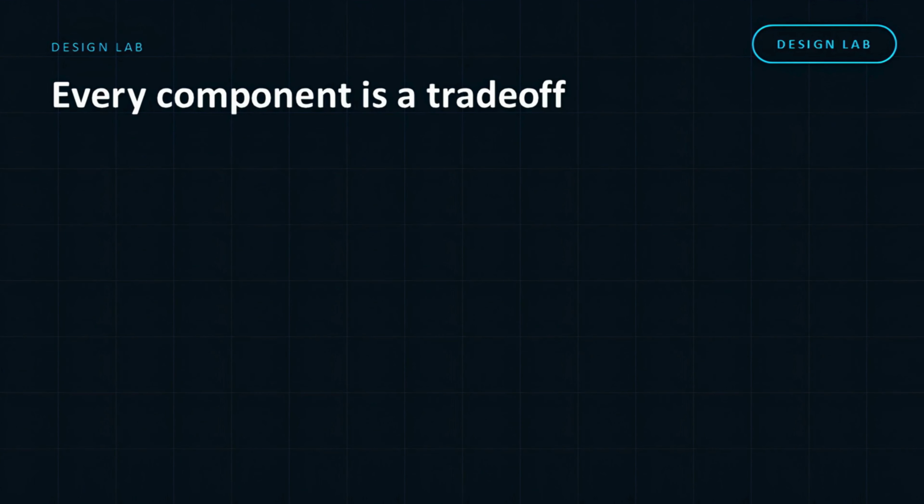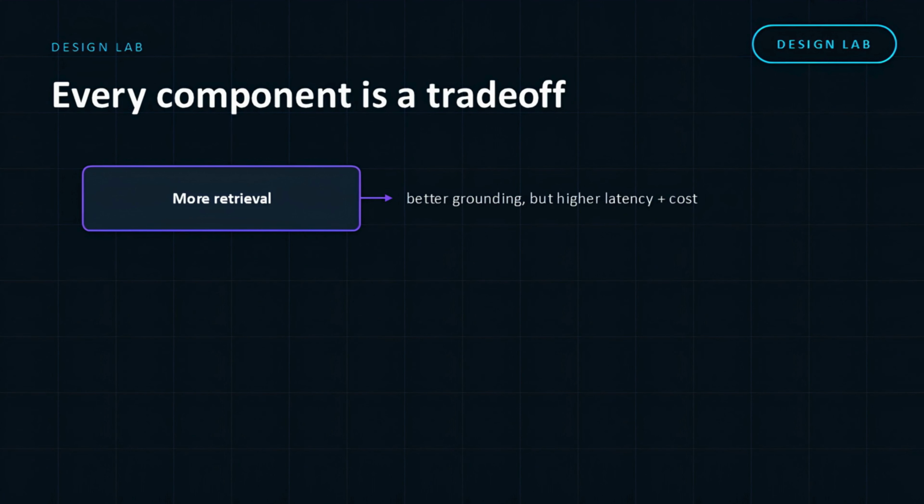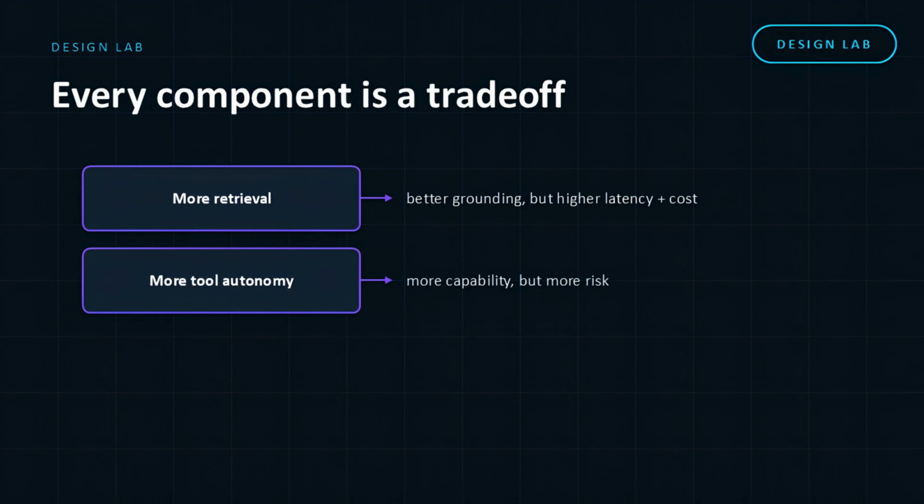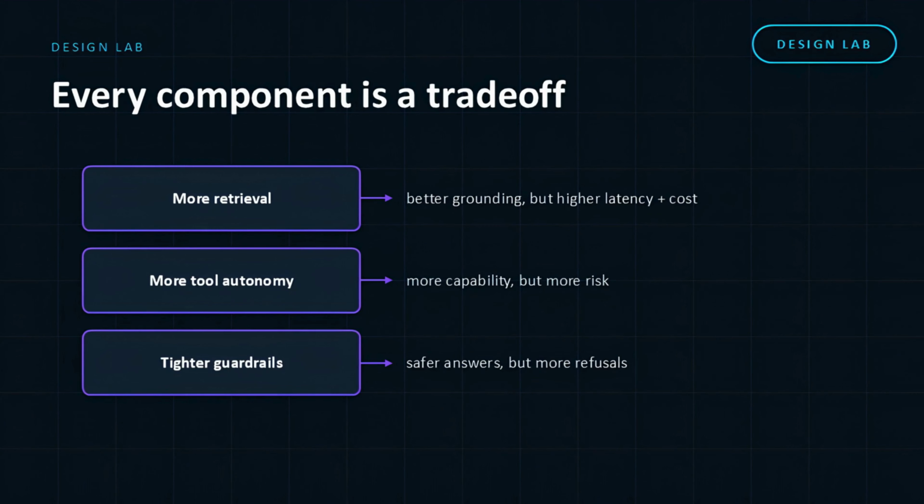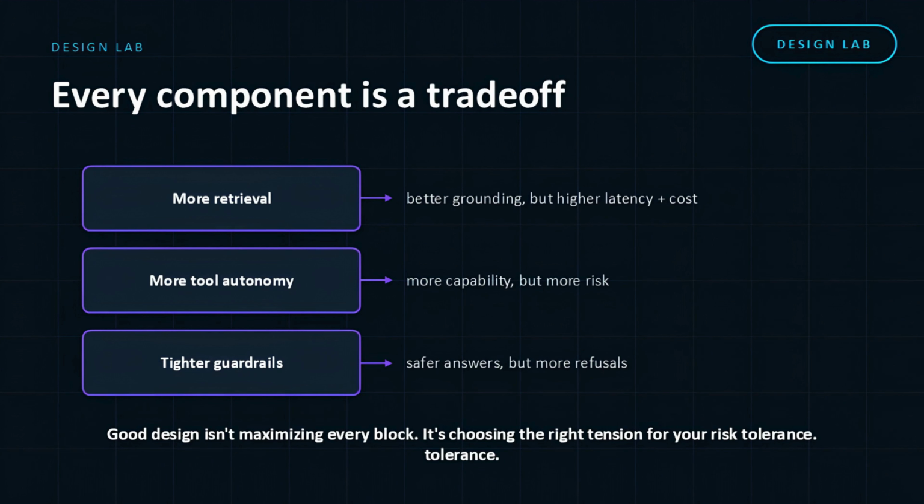No architecture is free. Every component is a trade-off. More retrieval means better grounding, but higher latency and cost. More autonomy in the tools block means more capability, but more risk. Tighter guardrails mean safer answers, but more refusals. Good design isn't maximizing every block. It's choosing the right tension for your risk tolerance.